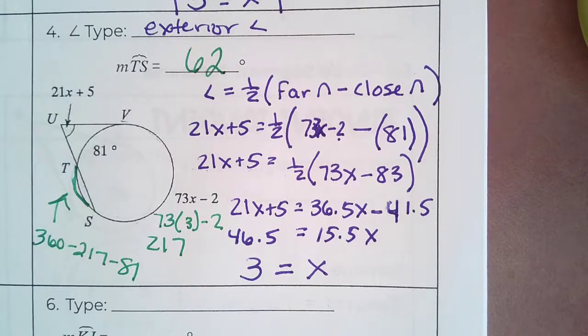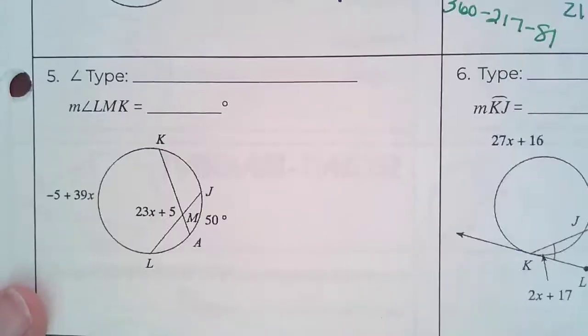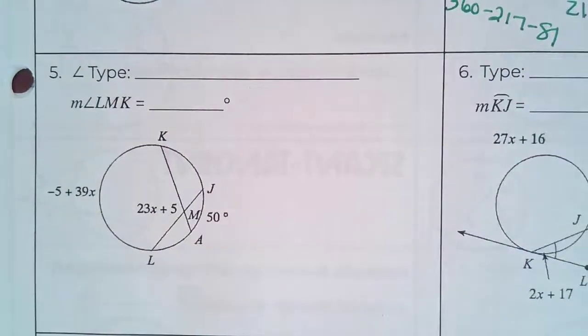Questions? All right. Number 5. What kind of angle do we have? Interior. Interior, angle on the inside.